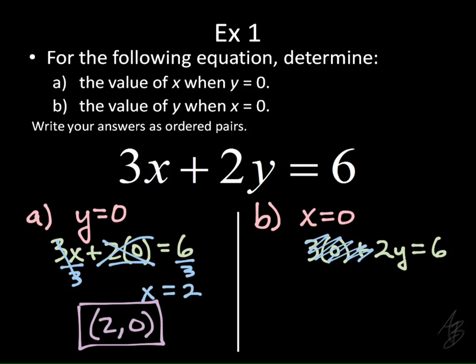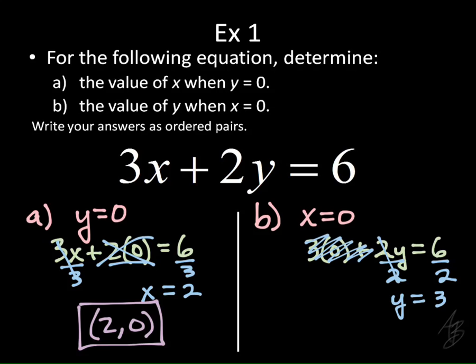So what we really have is 2y equals 6. So what do we need to do to get y by itself? Divide by 2. When we divide by 2, we get y on the left side and we get 3 on the right side. So what is this ordered pair going to be? 3, 0?